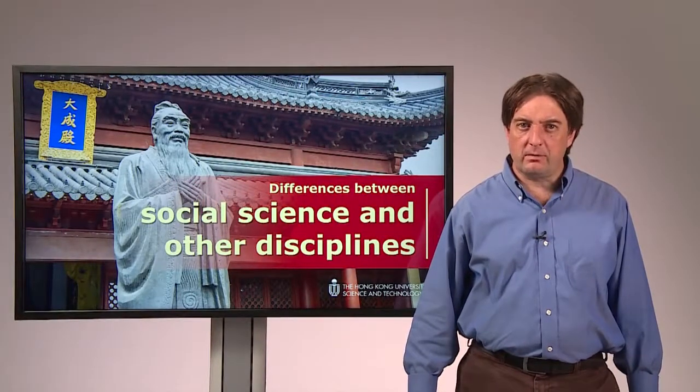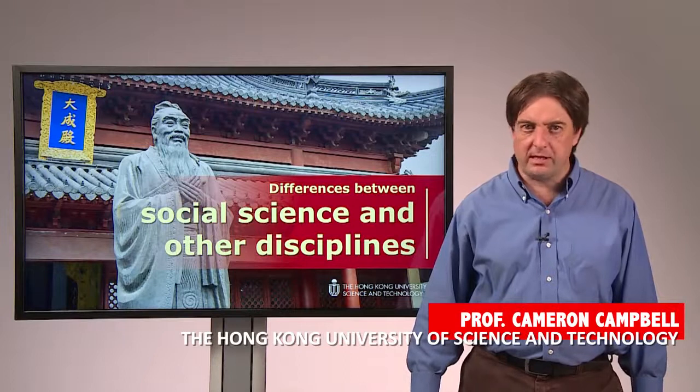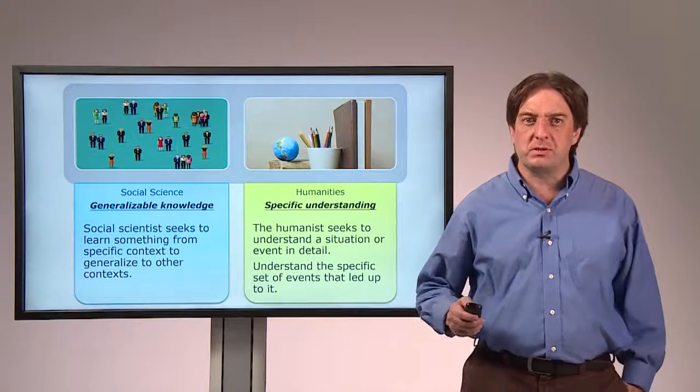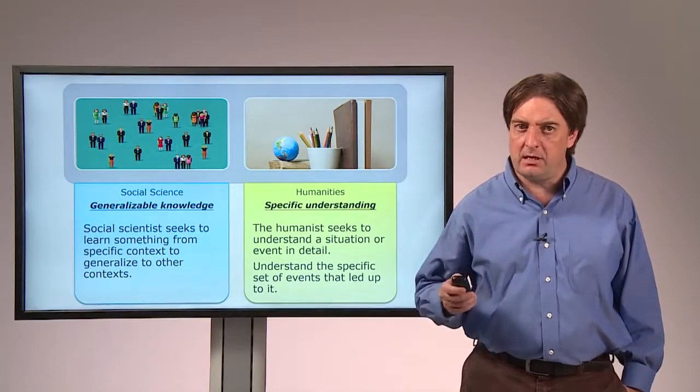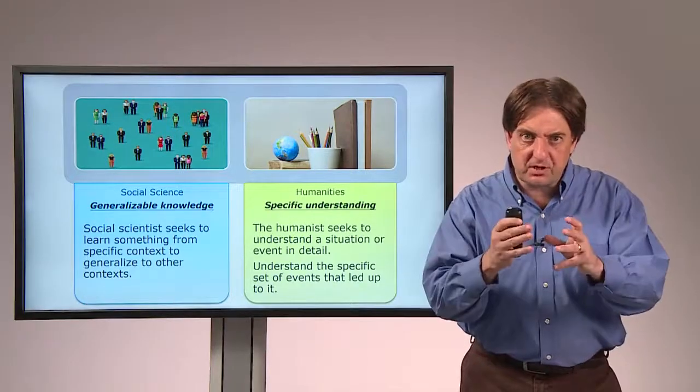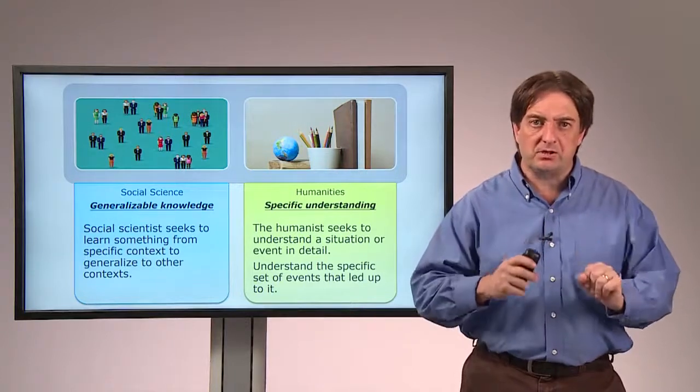Now I'd like to talk about the differences between social science and other disciplines. One of the most important distinctions is between social science and the humanities. Superficially, they may seem similar, and to many outsiders, the distinctions may not actually be clear. The key distinction between them is in the importance of generalization in the social sciences. Basically, social scientists seek to learn something broad or general from the study of a specific context or case.